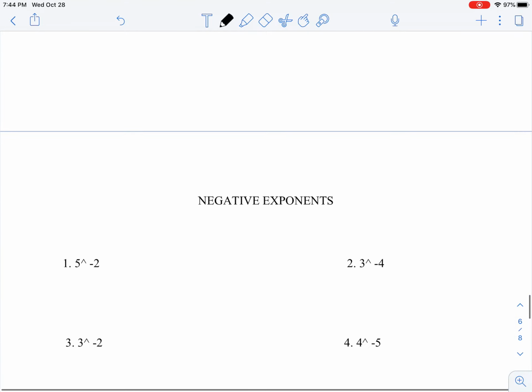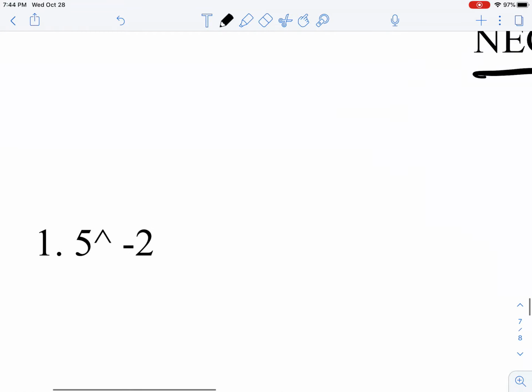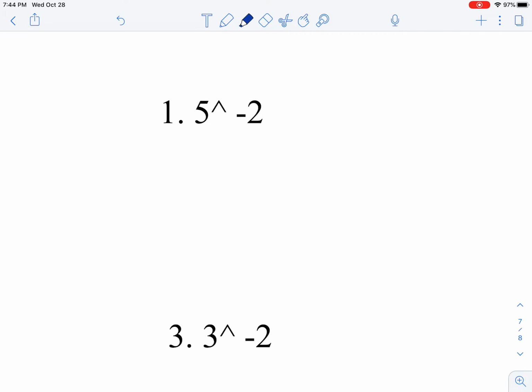Moving on. Now we're going to be going over a new concept, negative exponents. When you see this negative right here, that means that whatever number you have, you write the reciprocal of it. So when you see this, 5 to the negative 2, it basically looks like 5 squared. But since there's a negative over here, it's asking us to write the reciprocal of that.